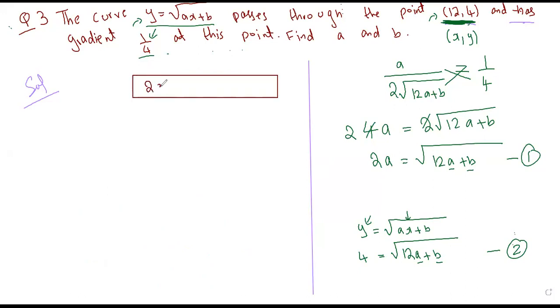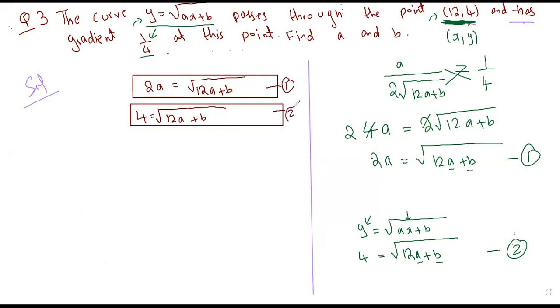The first one is 2a equals under the root 12a plus b, and then the second one is 4 equals 12a plus b. Okay, now this is the first equation, this is the second one. Now what do I see? I can see that the right hand sides of both these equations are the same. So either I can subtract both the equations or I can divide both the equations, right? That is completely my choice.